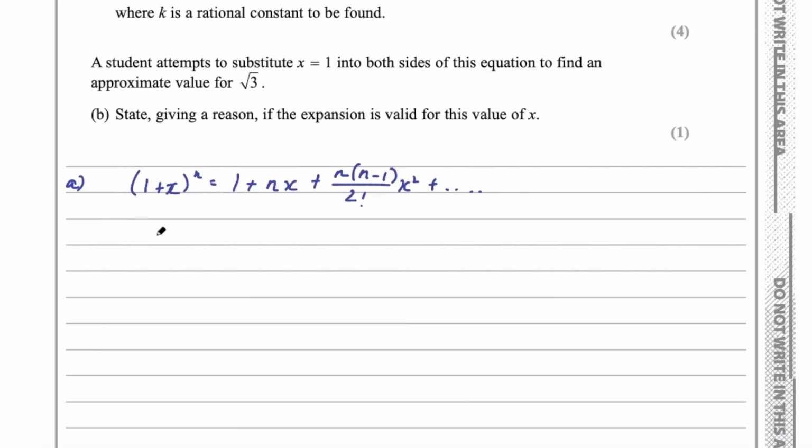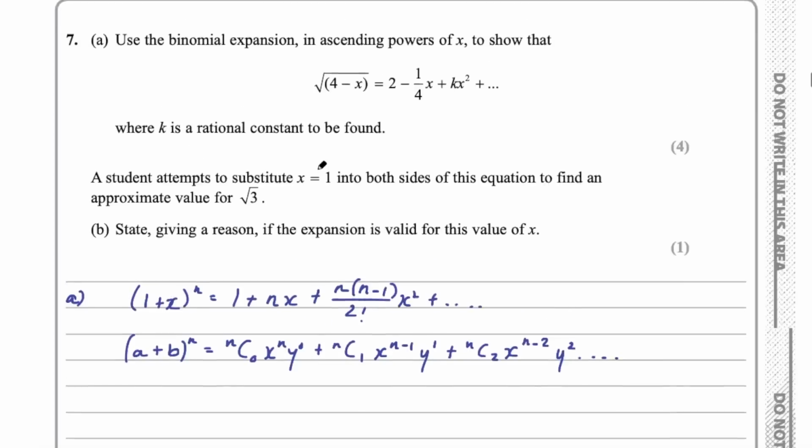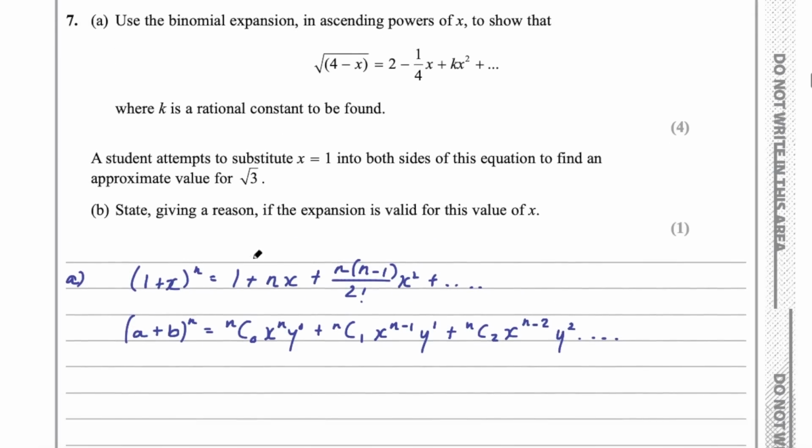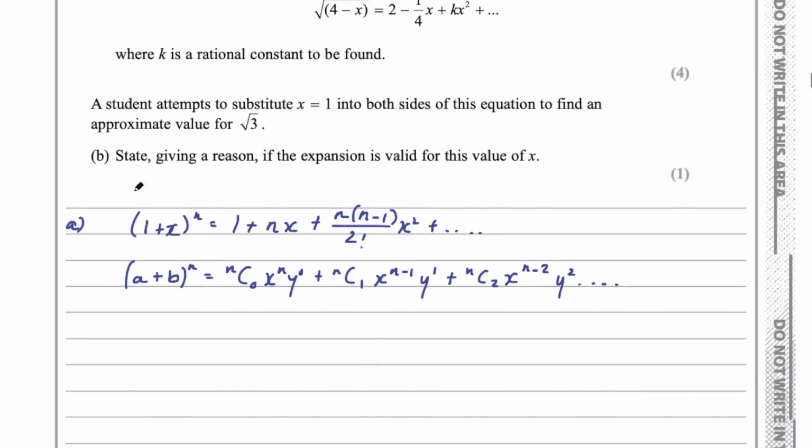There is also a generalized formula which you could also use in this question if you're familiar with it. It's a plus b to the power of n equals n choose 0, x to the power n, y to the power 0, plus n choose 1, x to the power n minus 1, y to the power 1, plus n choose 2, x to the power n minus 2, y squared, etc. So we could use that because we don't have it in the form 1 plus x, but we can factorize so that we can write it in this form, which is the way I'm going to do it, but you'd be fine with that formula as well.